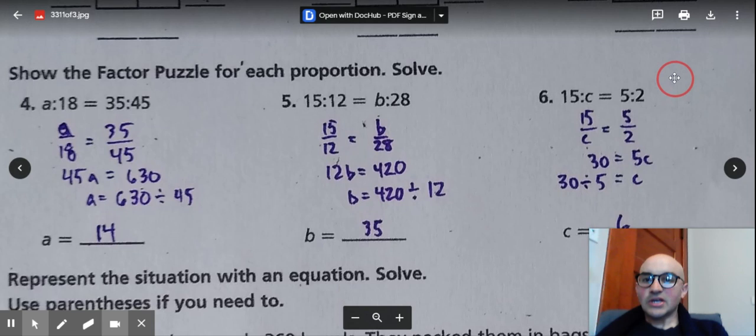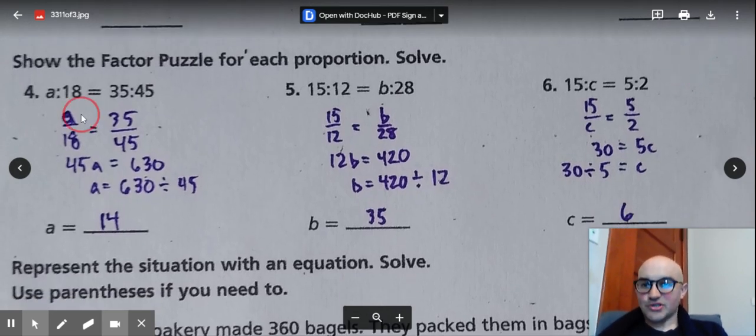All right. Factor puzzles for the proportion. So here we just turn 8 to 18 into 8 over 18 equals A over 45, or 35 over 45. This is simple cross multiplication. 8 times 45, A times 45 equals 45A. 18 times 35, 630. I need to do inverse operations or divide by 45, find out what A equals. So 630 divided by 45, and it gives me a value of 14.